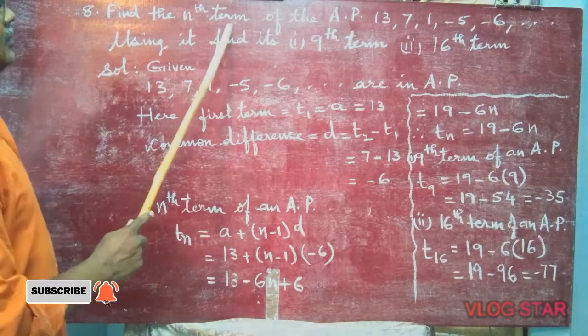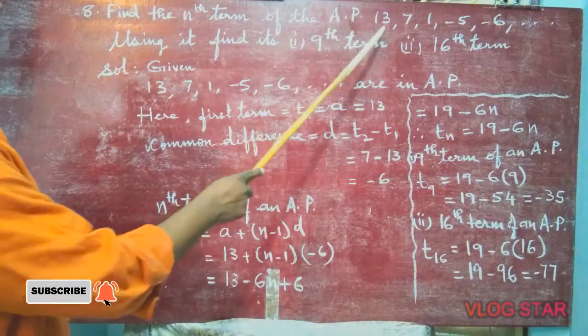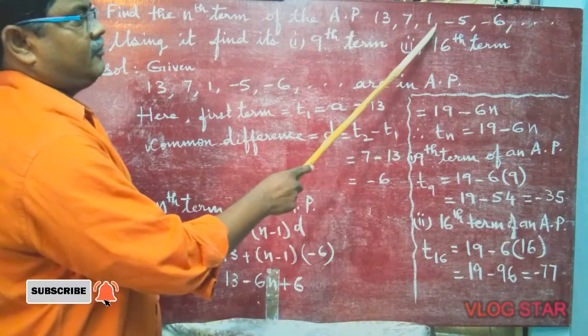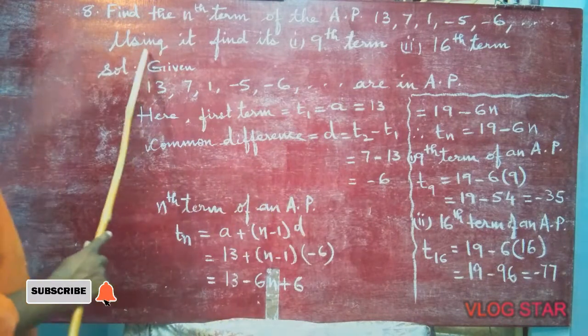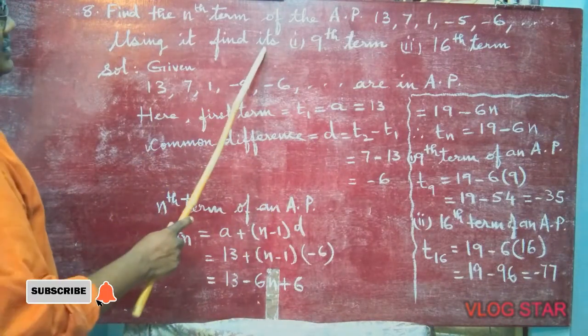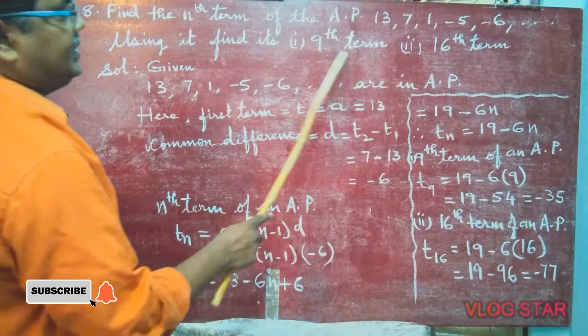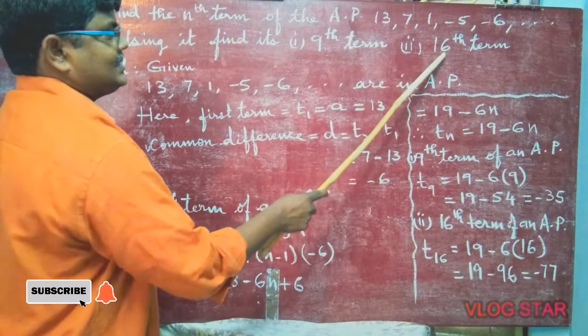Find the nth term of an AP 13, 7, 1, -5, -11, and so on. Using it, find its first, the ninth term, and second, the 16th term.